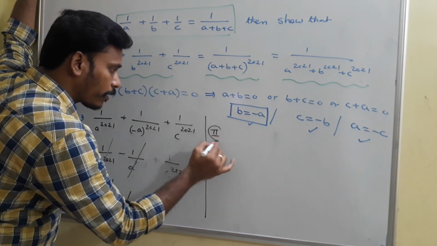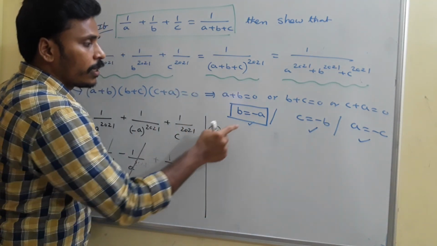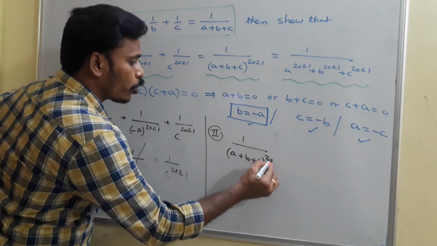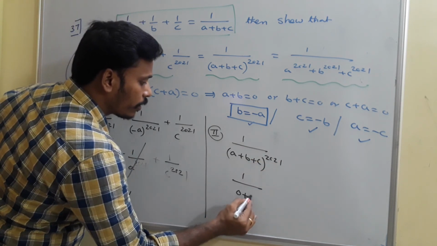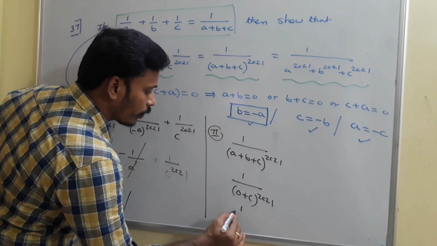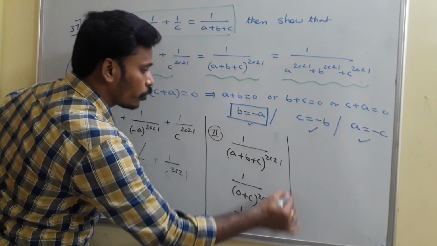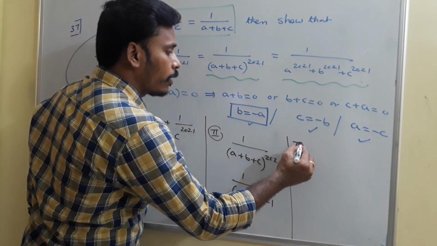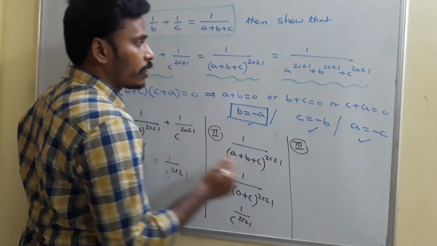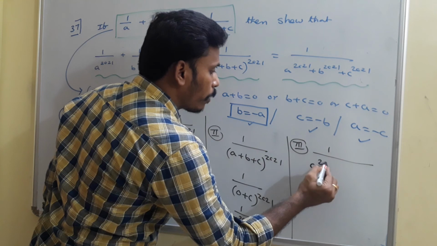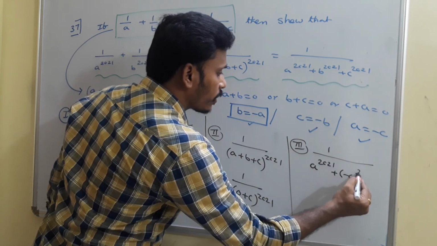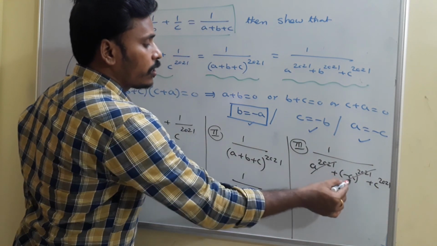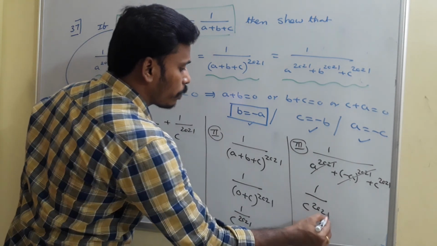Then think about the second part. For the second part, a plus b plus c, here considering b equal to minus a. So 1 by a plus b plus c power 2021 is nothing but 1 by 0 plus c power 2021. That means 1 by c power 2021. Second part is also the same as the first part. Now think about the third part. Again you need to replace b with minus a. If you replace like that, 1 by a power 2021 plus minus a power 2021 plus c power 2021. Here again these two will get cancelled because it gives you minus. So at the end this is again 1 by c power 2021.